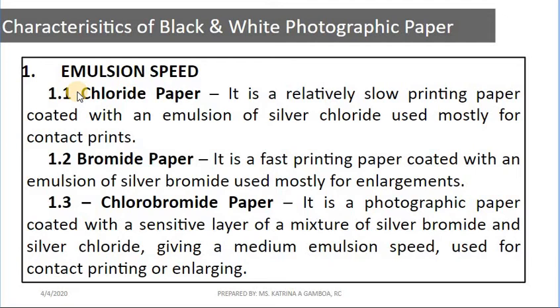So, let's start first with the chloride paper. Chloride paper is a relatively slow printing paper coated in an emulsion of silver chloride, used mostly for contact prints. Okay?